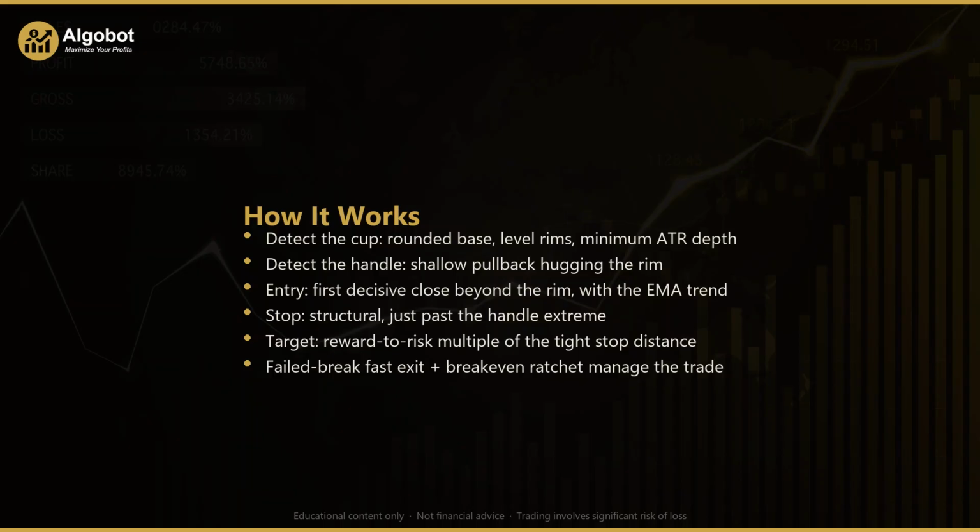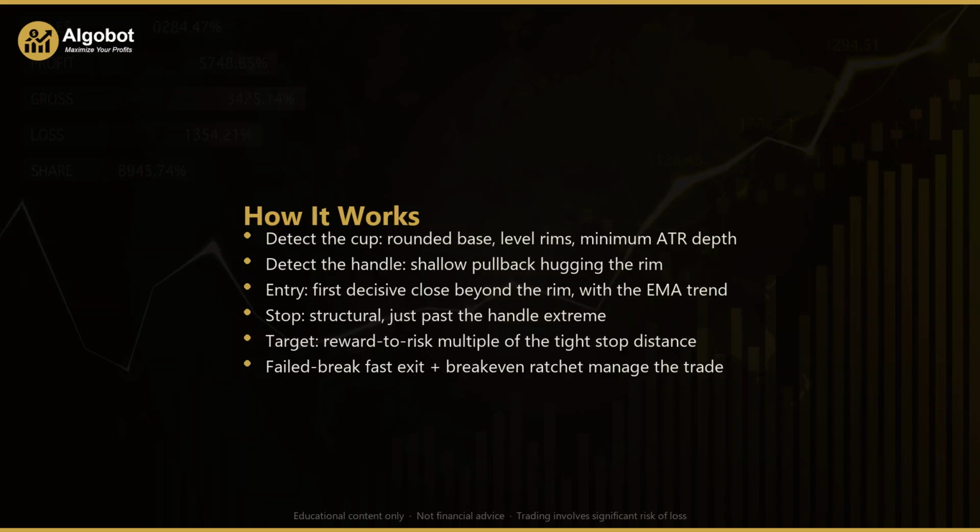Next, the handle. Over the handlebars window, a default of 6 bars immediately before the breakout, the strategy checks for a shallow pullback under the rim. That pullback can retrace at most the handle maximum depth fraction of the cup depth, a default of 1/2. It must stay above the cup bottom, and price must not have already closed above the rim. A genuine handle is narrow and shallow, and that is the entire source of the strategy's tight risk.